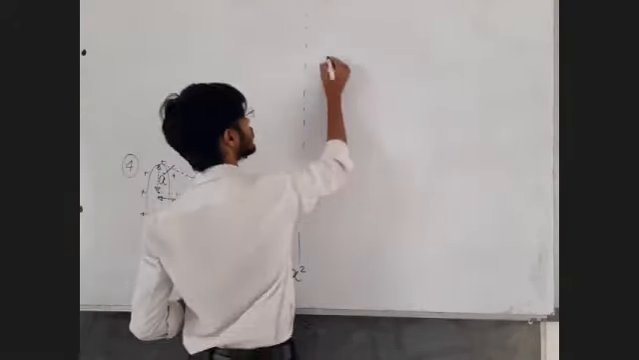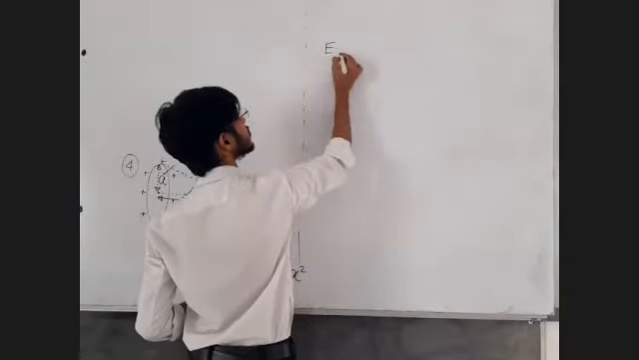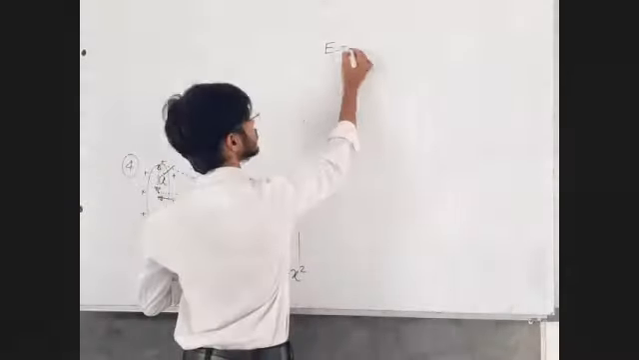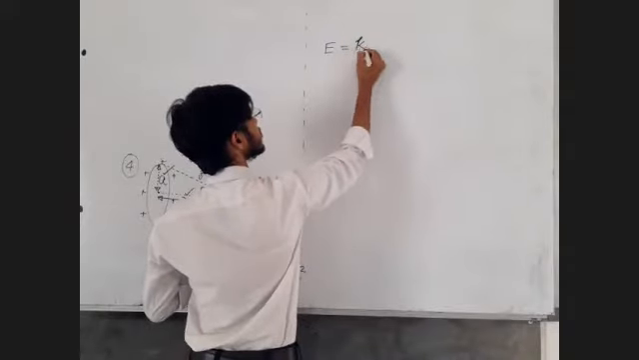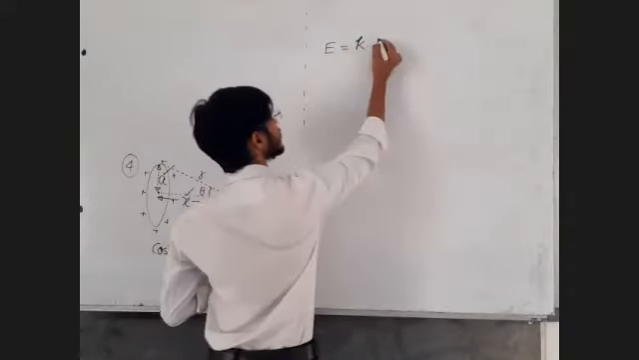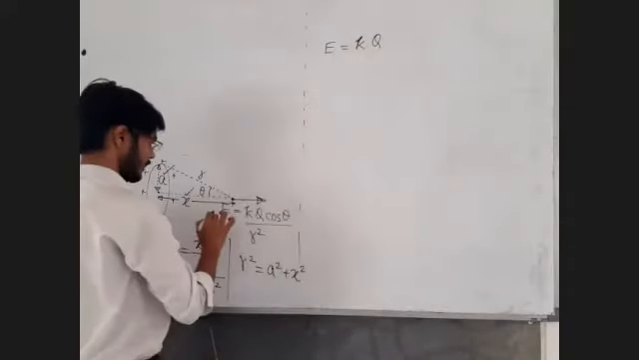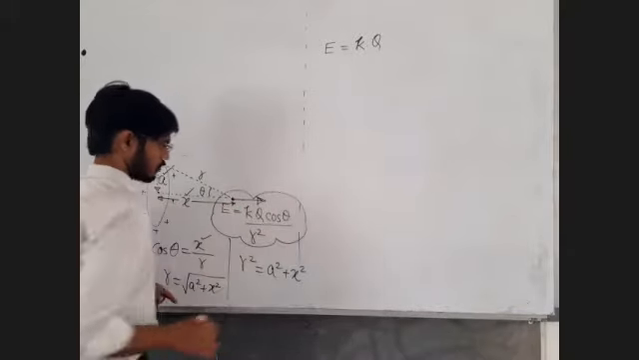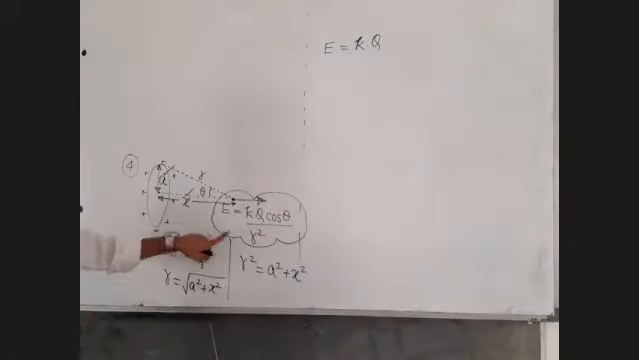Sir, you gave us the replacements. Now the formula of electric field will become something like this. K as it is, capital Q as it is. The formula that we are going to remember is this, and the corresponding replacements we are going to remember.